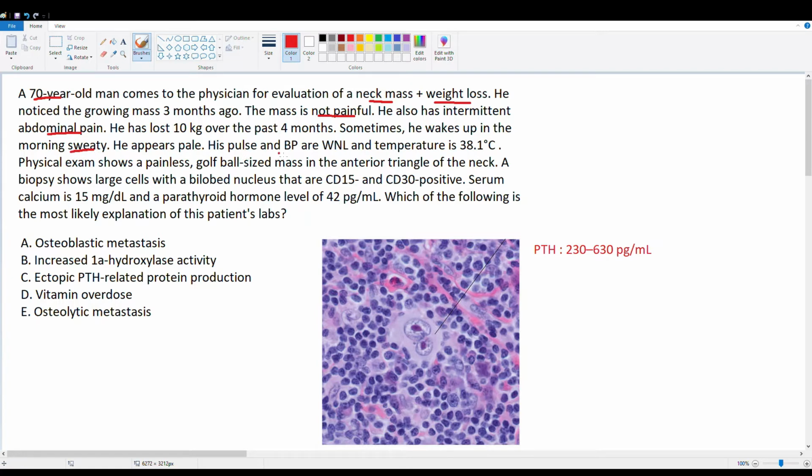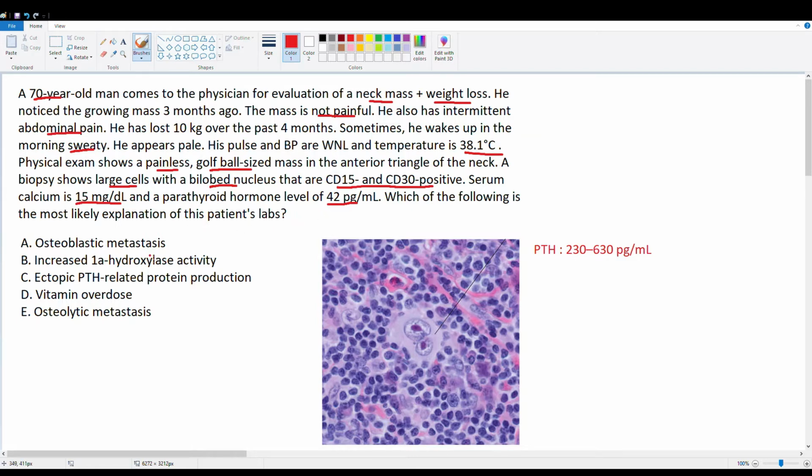He appears pale, pulse and BP are normal, but he has a 38.1 Celsius fever. He has a painless golf ball-sized mass in the anterior triangle of the neck. A biopsy shows large cells with bilobed nuclei, CD15 and CD30 are positive. Serum calcium is 15 milligrams per deciliter. PTH is 42. Which of the following is the most likely explanation for this patient's labs?